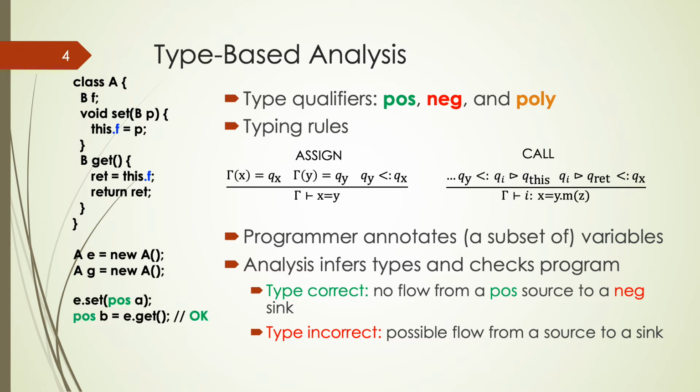For example, in this fragment, both a and b are positive. The fragment is type correct because a positive variable may flow to a positive one. However, in the second fragment, c is positive and d is negative. The analysis issues a type error because a positive variable cannot flow to a negative one.